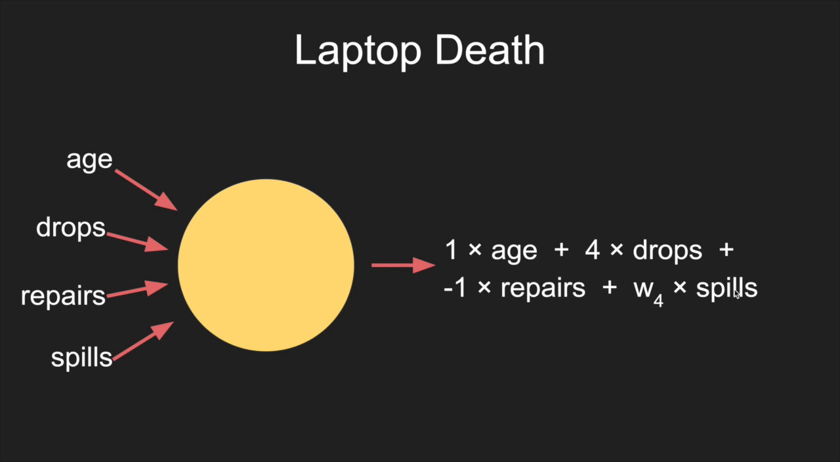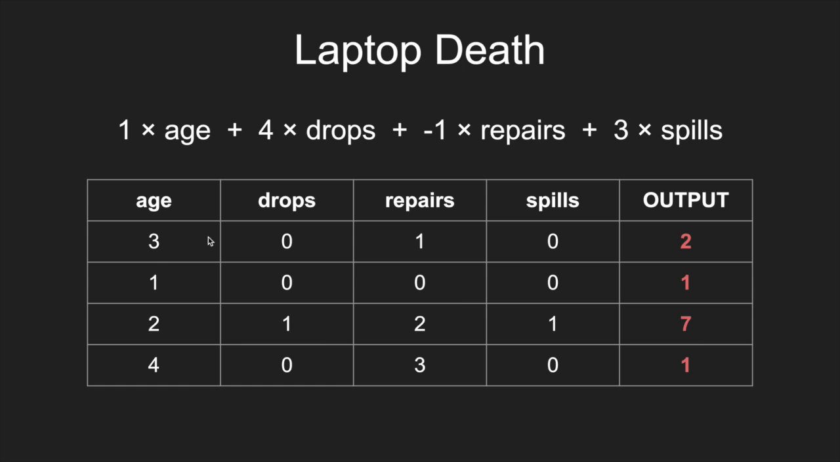And now if you spill something on your laptop, well, I don't know. If it's a small spill, maybe you can clean it up. It's still bad, but probably not as bad as a drop, so maybe that's a 3. It's less bad than a drop, but more bad than aging. So this is just a crude idea of maybe what our neuron might look like. If you give me these variables, I'll figure out an output like this. And we could actually come up with a table of some examples of hypothetical laptops, their age, things like that, and what this neuron would actually output if we had a laptop in that scenario.